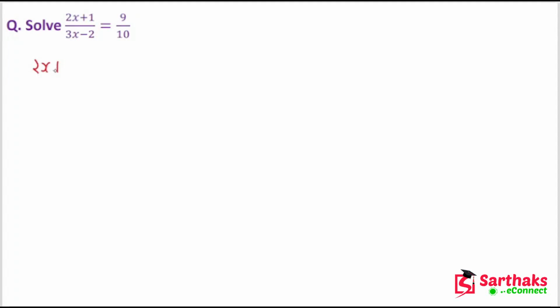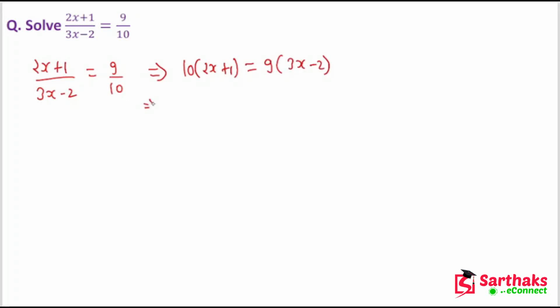So we have (2x + 1) upon (3x - 2) is equal to 9 upon 10. Following the principle of cross multiplication, 10 would be multiplied to 2x + 1 and 9 would be multiplied to 3x - 2, which will simply give us 20x + 10 is equal to 9 into 3, 27x, minus 9 into 2, 18.